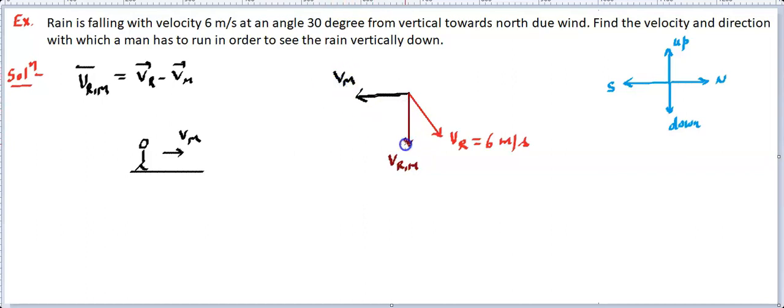Now we want this as a resultant. So how we can handle that? We can easily handle that. This is 30 degree.